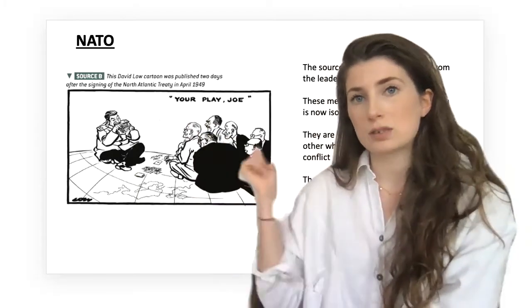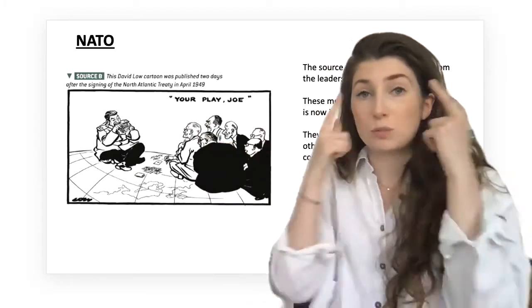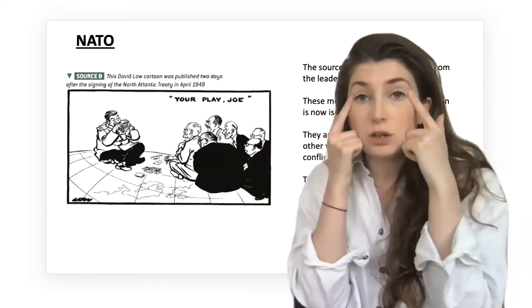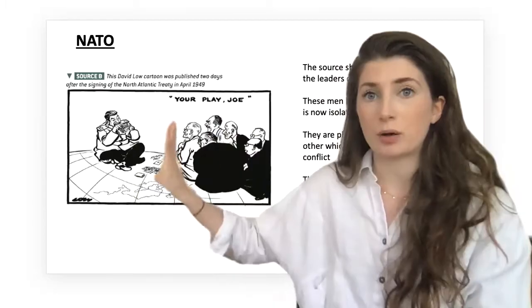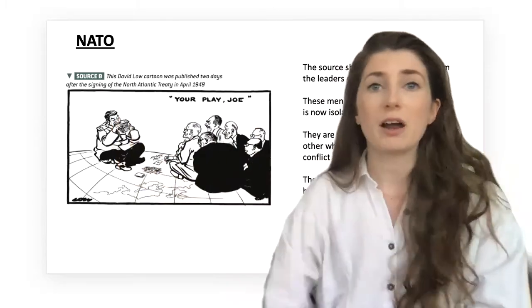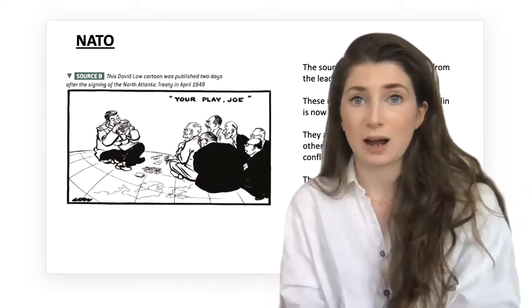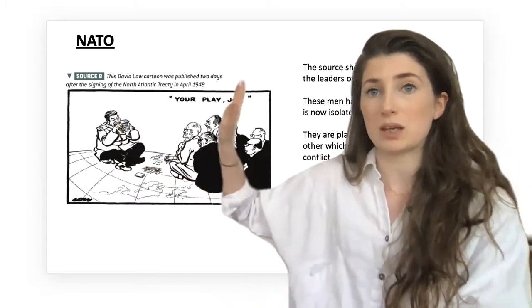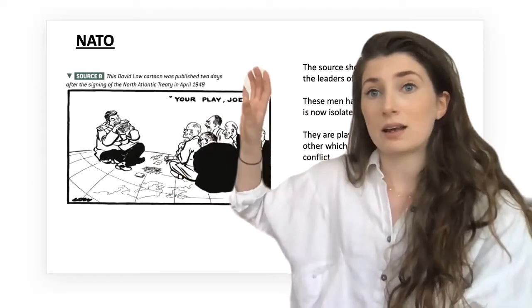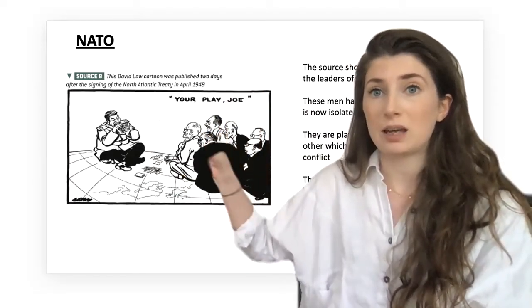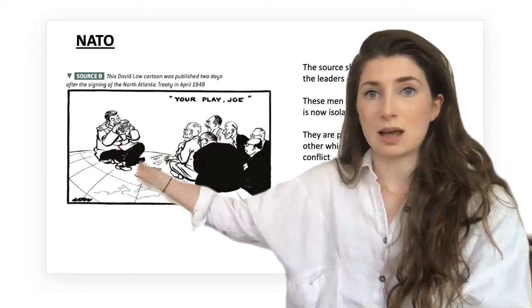Now, all of those things I've just picked out of the source by using my eyes. I've looked at it and I've thought, what can I see happening here? I can see he's sat apart. I can see he's isolated. I don't need to know anything about NATO to pick that out. I know this man over here is isolated, apart. I know they're playing a card game. I can see it. And I know from the writing up here that Stalin's go is next, that they've played their hand.